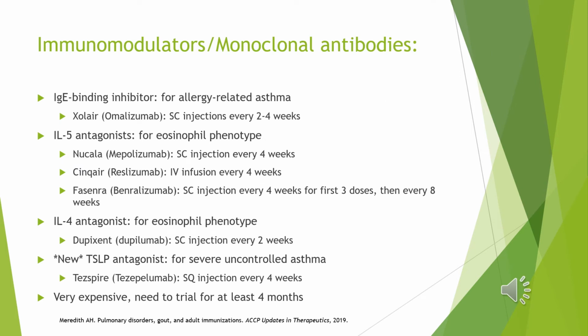And lastly, for patients with allergy-related asthma, asthma with eosinophil phenotype, or severe uncontrolled asthma, we do have some monoclonal antibody options. As you can see here, these are mostly subcutaneous injections with the exception of one, which is an IV infusion. The administration frequencies vary amongst the products. And I do want to point out there is a new class called a TSLP antagonist. This drug's brand name is Tezspire. And this is indicated for severe uncontrolled asthma.